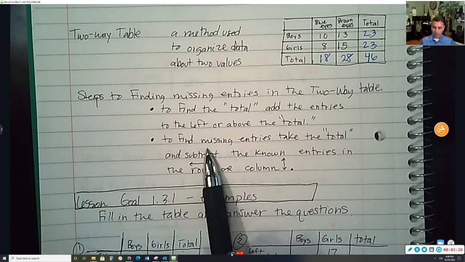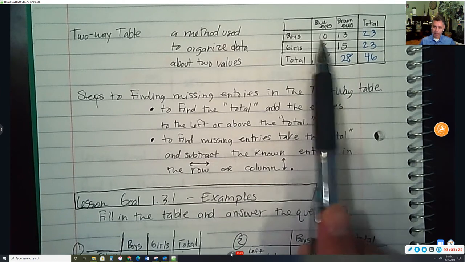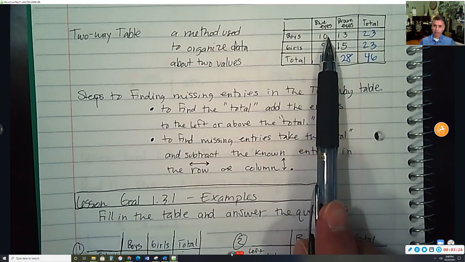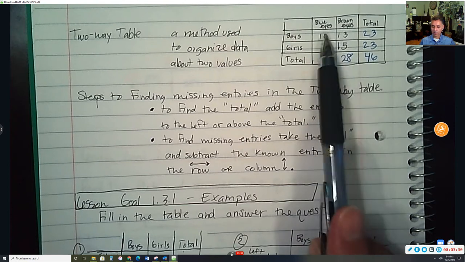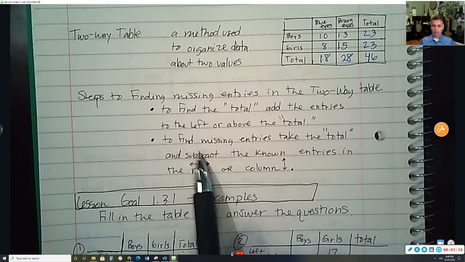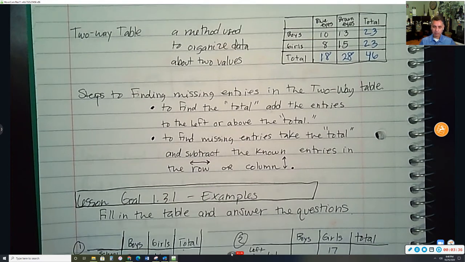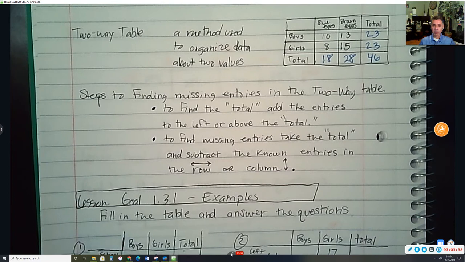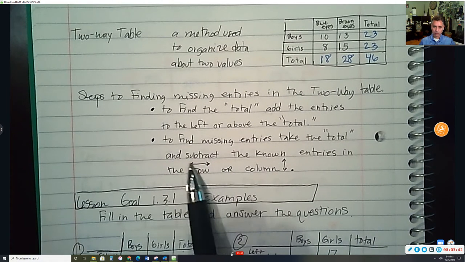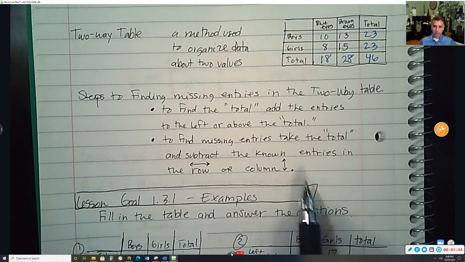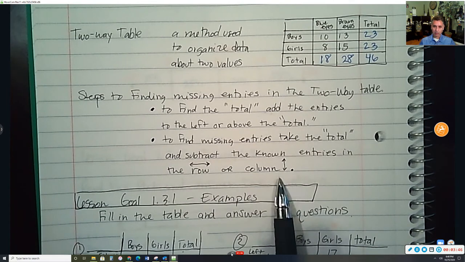Sometimes there's numbers missing in here, and to do that we subtract instead of add. If you're finding the total, you add these to find the total. If you're finding one of these inside ones that are missing, you subtract. And that's what it says here. Again, pause that if you need to write that down. I did write down here, look, the rows go left and right. If you're talking about a column, that's when you're talking about going up and down.